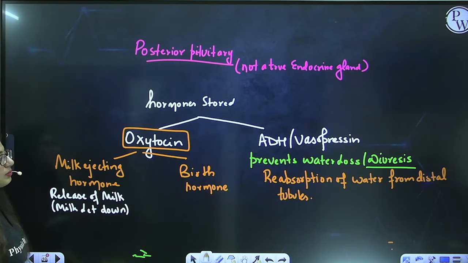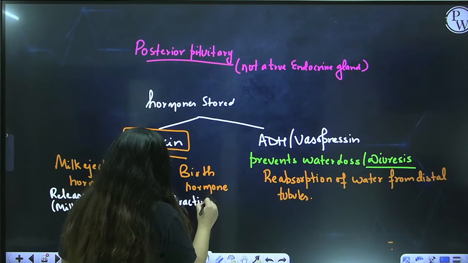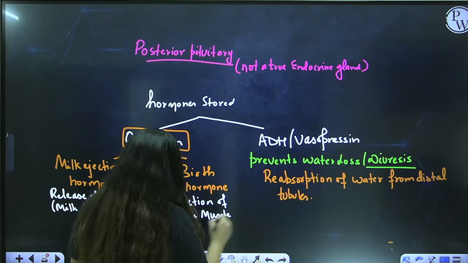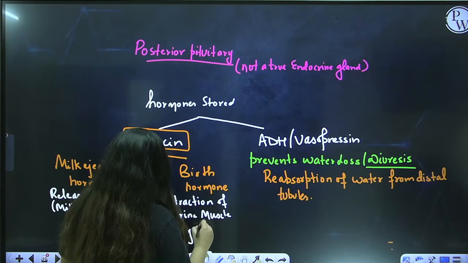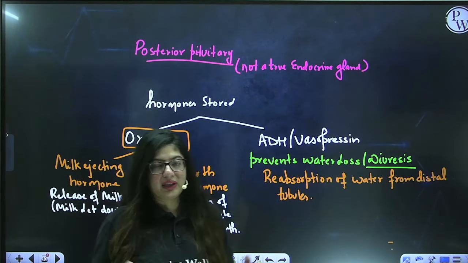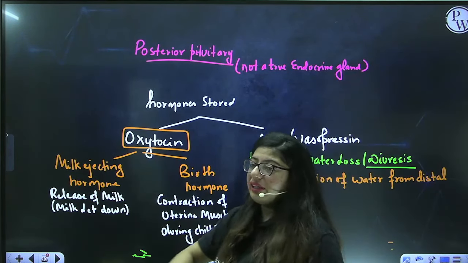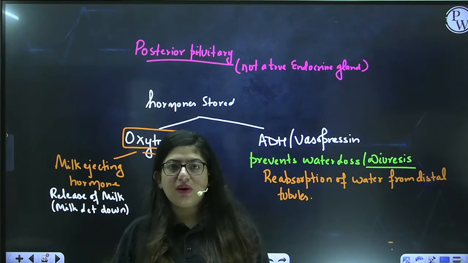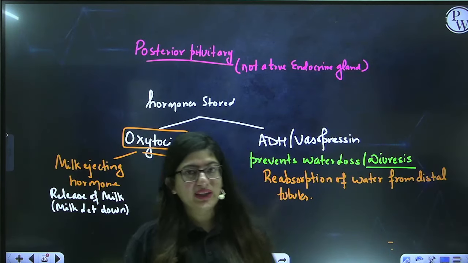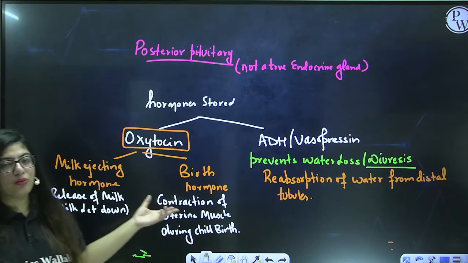Whereas birth hormone, why is it a birth hormone? Because it causes contraction of uterine muscles during childbirth. You all know during childbirth, the fetus is present, or that baby is present in the mother's womb, in the uterus of the mother. So when these uterine muscles contract, the baby will come out. So who is responsible for that contraction of the muscles? Who will stimulate that? That will be your oxytocin. So that's why you call oxytocin milk ejecting hormone and birth hormone.